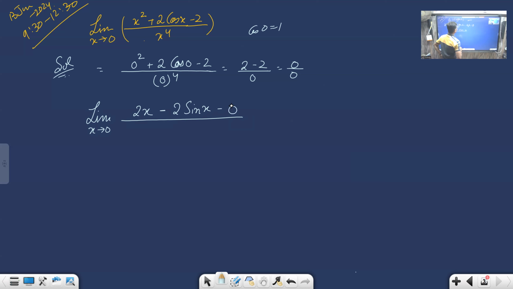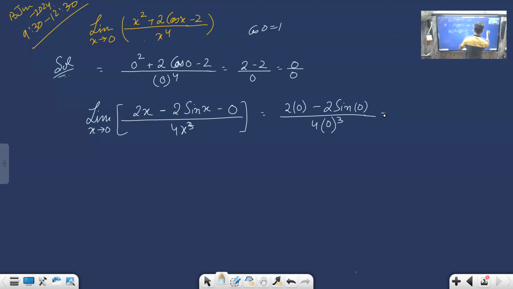Minus 0. Derivative of 2 is 0. And this is 4x squared. Come on, please. Come on. 4x cube, sir. 4x cubed, sir. Let's put the data. 2 into 0 minus 2 into sin 0, 4 into 0 to the power 3.